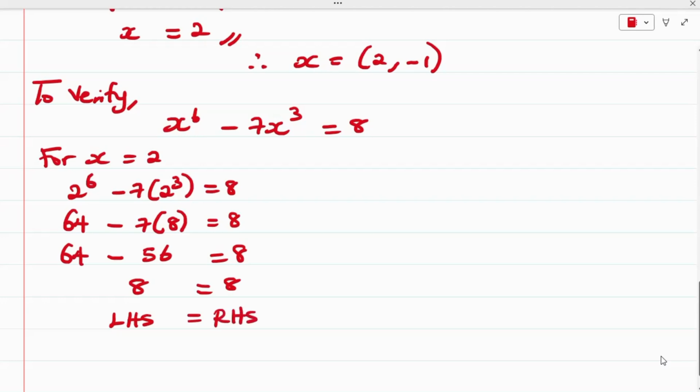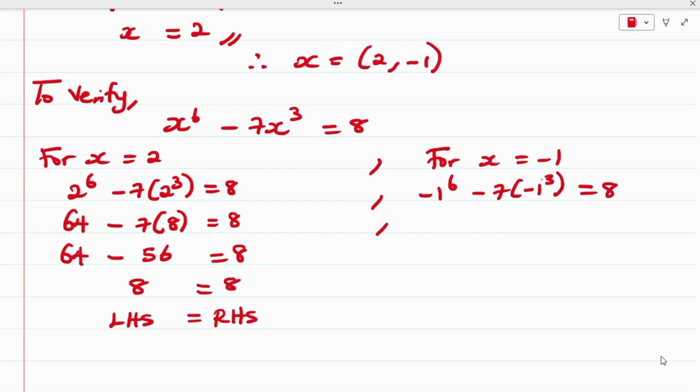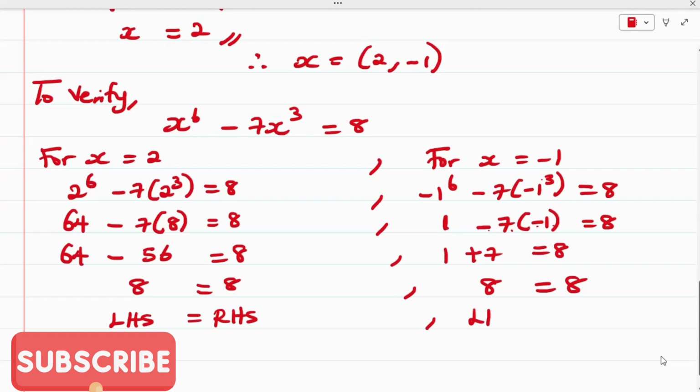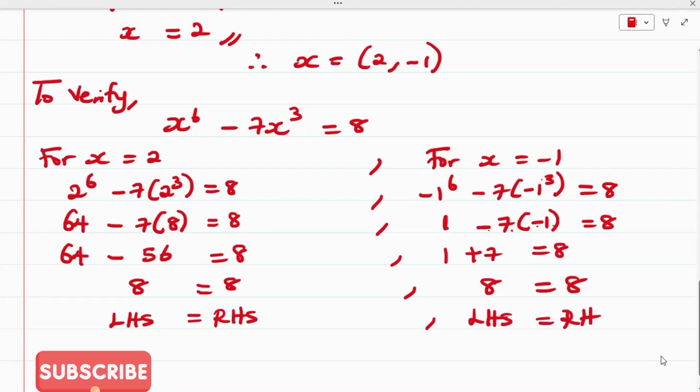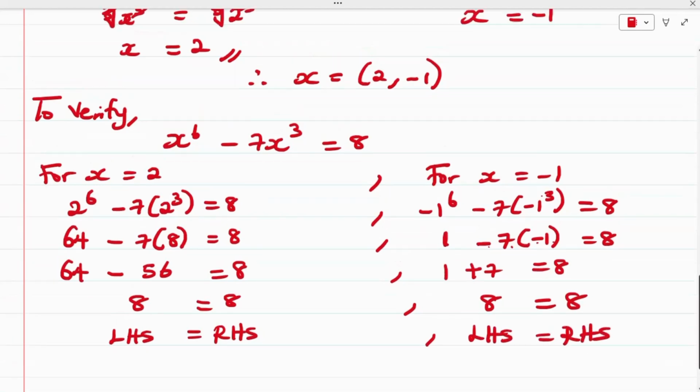So let's simply verify for x equals minus 1. We have minus 1 raised to the power of 6 minus 7 multiplied by minus 1 raised to the power of 3, and this is equal to 8. Minus 1 raised to the power of 6 is 1. Minus 7 times minus 1 raised to the power of 3, which is minus 1. So we have 1, minus 7 multiplied by minus 1 is plus 7, and this is equal to 8. So 1 plus 7 is 8, which is equal to 8. So we have the left hand side equal to the right hand side. We have been able to verify this.